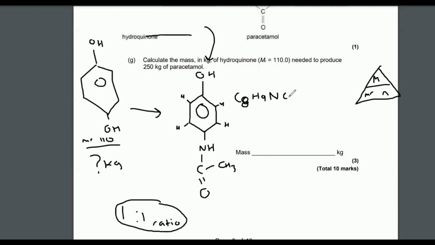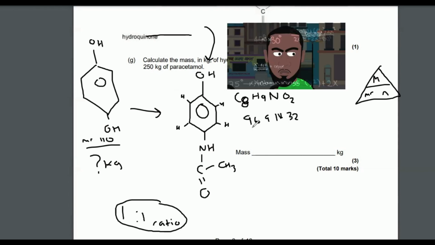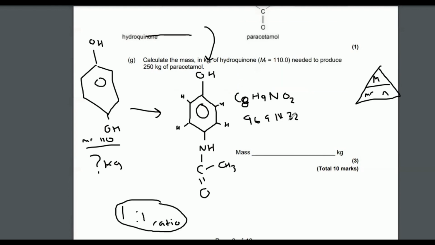I think it's got 8 carbons there. Notice I've drawn the hydrogens on to make it easy for me to add up. It's got 9 hydrogens, 1 nitrogen atom, and 2 oxygens. So if I add that all up, 8 times 12 is 96. I've got 9 ones for the hydrogen, 14 for the nitrogen, 32 for the oxygen. Smash that all in the calculator. And that equals 151, and that's our MR of paracetamol.